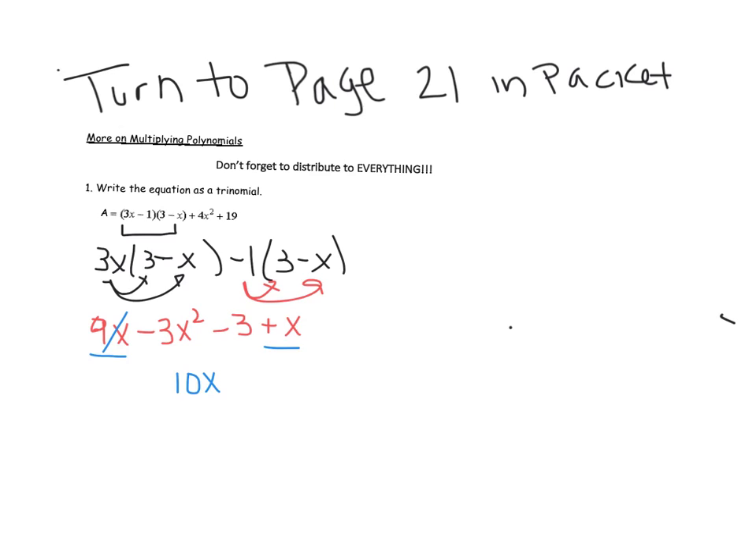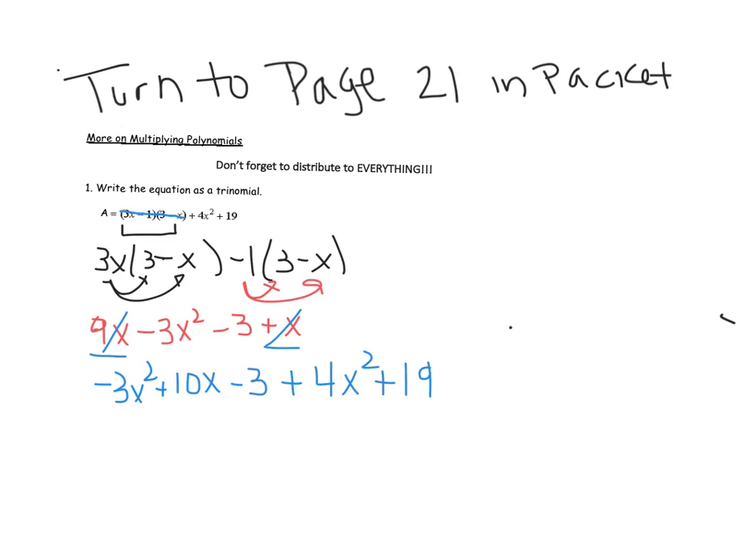We now can bring down the other two terms because they're not like terms, and we're going to put it in standard form. Now that we have negative 3x squared plus 10x minus 3, that takes care of the first two binomials, and we're going to add it to the 4x squared plus 19.